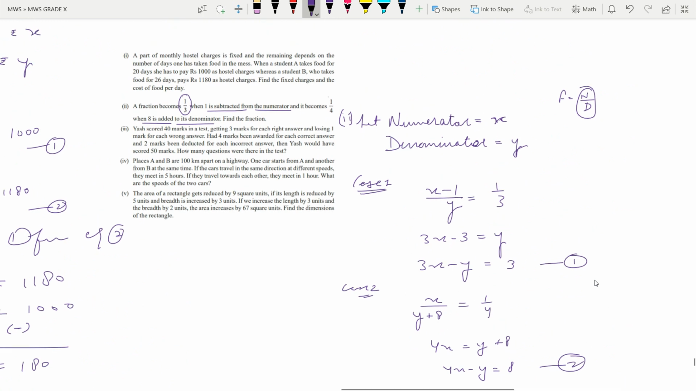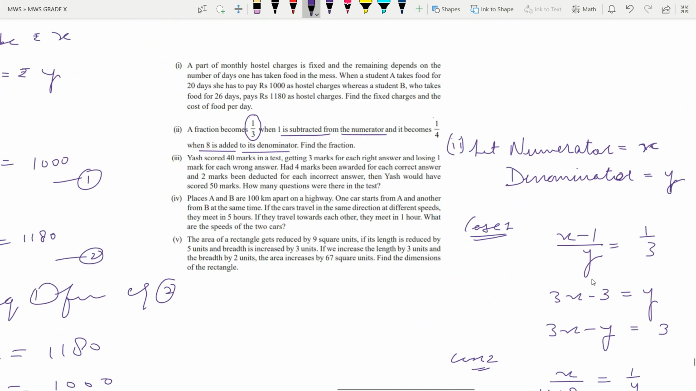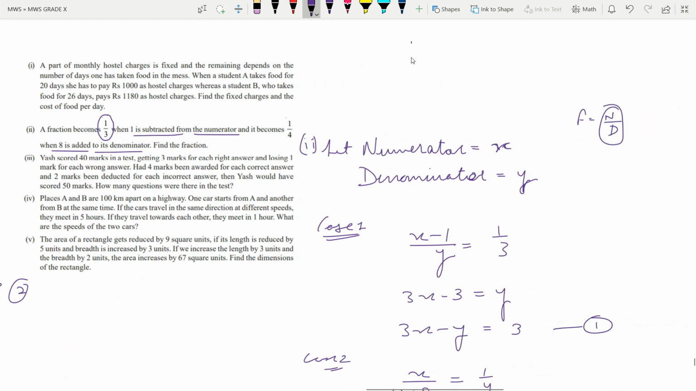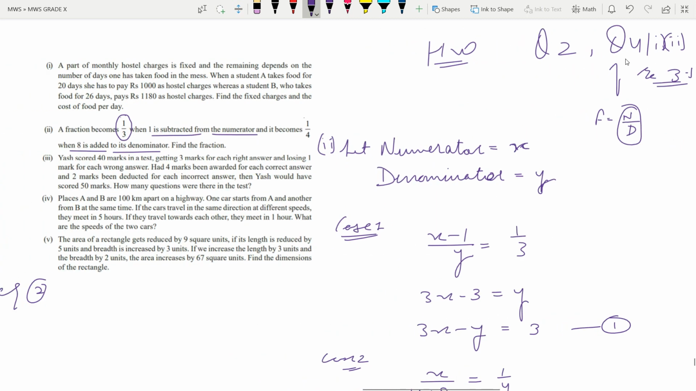Okay, so today we are going to do till here only, till the second part of this question, and rest of the questions we'll do in the next lecture. So the video is going to be over now. Homework for you is to do question number 2 and question number 4, first and second part in your notebook of exercise 3.5. Okay, so bye, take care.